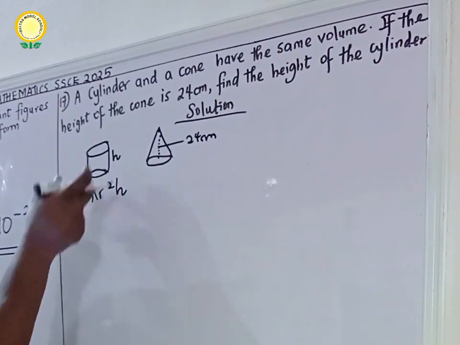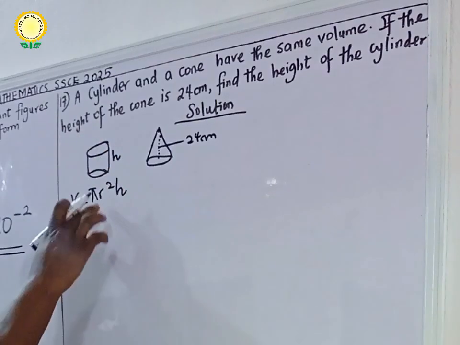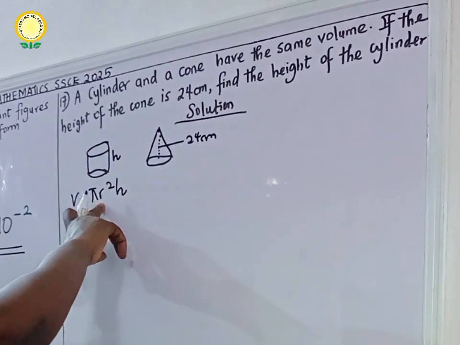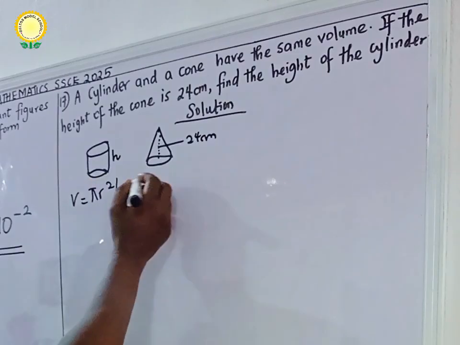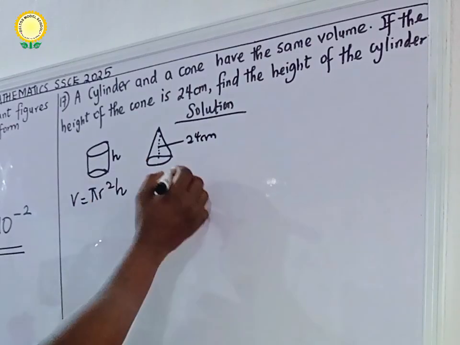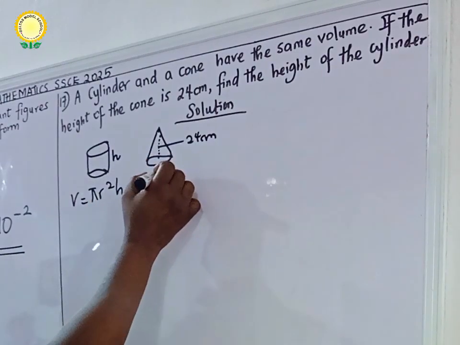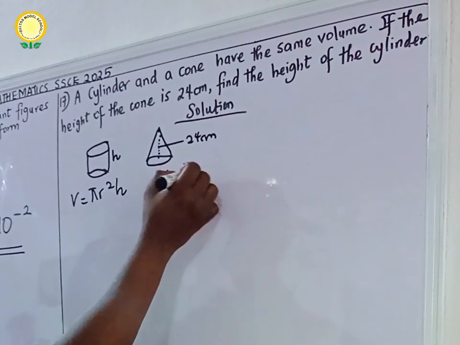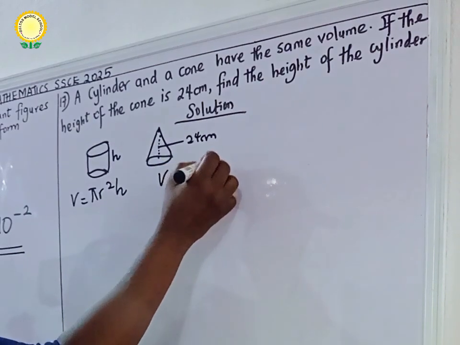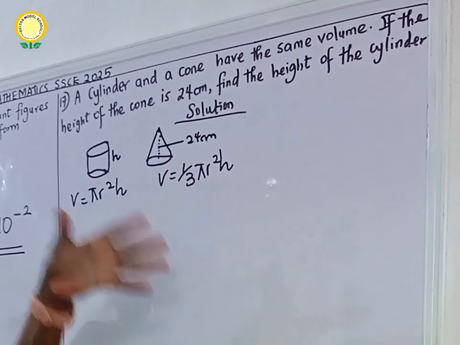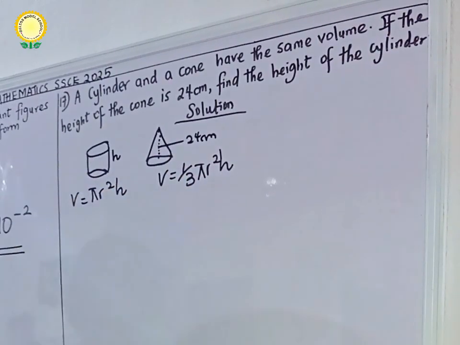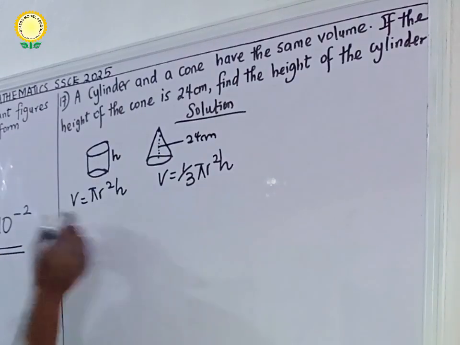Pi r squared h. How did we get that? You know, volume is area times height. So we have the area of the circle times the height of the cylinder. Then the volume of the cone is 1/3 pi r squared h. So we can see that the volume of a cone is actually 1/3 of the volume of a cylinder.